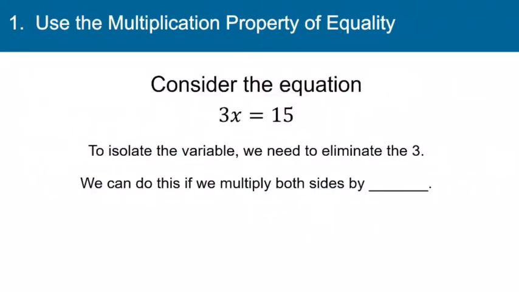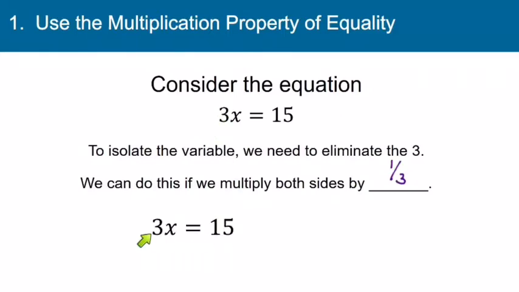So think about the equation 3 times x equals 15. Now I know that when you look at this equation, you instantly know that x has to be 5 to make the equation true, but remember, we need for the solving process to force the answer to show up. So to isolate the variable, we need to eliminate the coefficient of 3. And we can do this if we multiply both sides by the reciprocal of 3, which is 1/3.